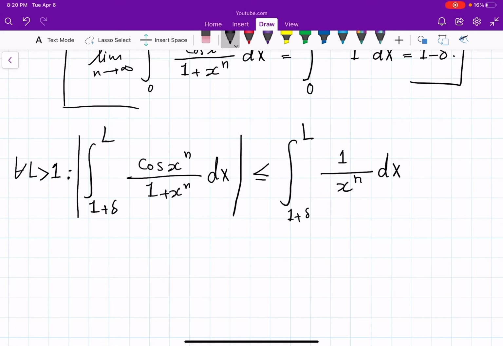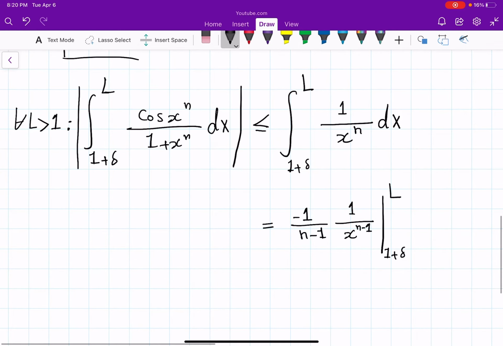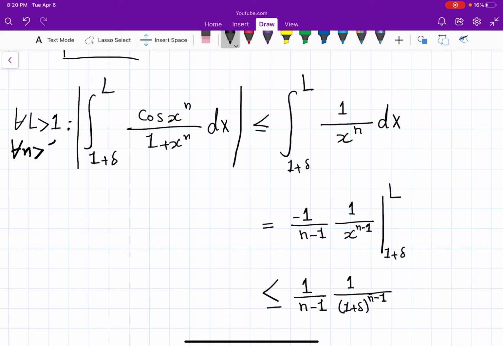And this, it has an easy antiderivative. So I will get negative 1 over n minus 1, 1 over x to the n minus 1. And then I plug in 1 plus delta, I plug in L. And actually, if I put L infinity, I get a larger value. So for an inequality, I will get 1 over n minus 1, 1 over 1 plus delta to the power n minus 1. So here I'm also assuming that n is not actually equal to 1, which is okay because I'm interested in the limit case anyway.